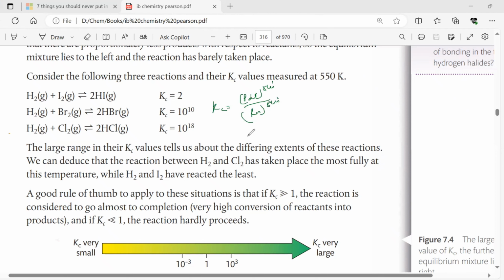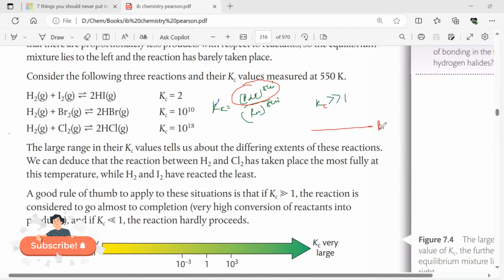Now, Kc will be a ratio between the products to the power of stoichiometry and the reactants to the power of stoichiometry. What does it mean? If the Kc value is much greater than 1, the product concentration will be higher. So we can tell that if the Kc value is much greater than 1, the equilibrium lies almost entirely to the products. Is it clear to you?